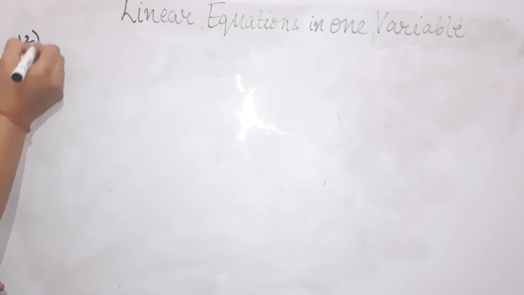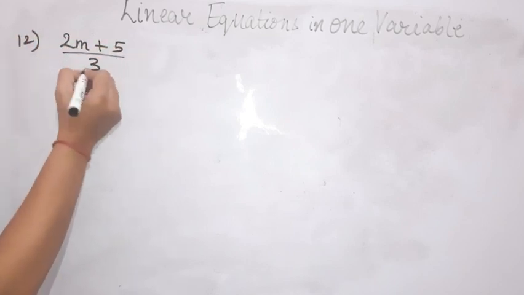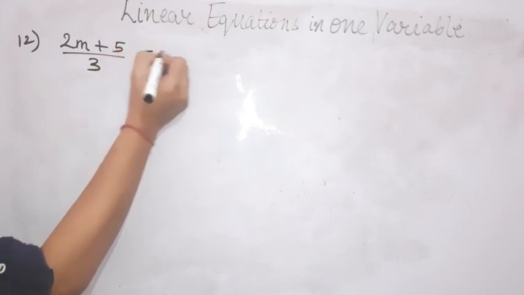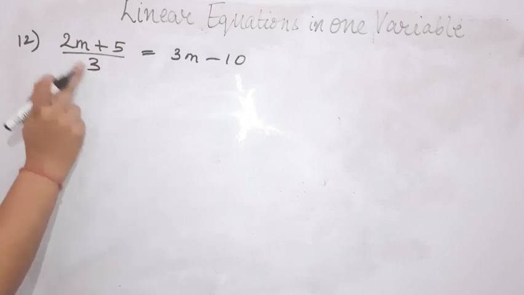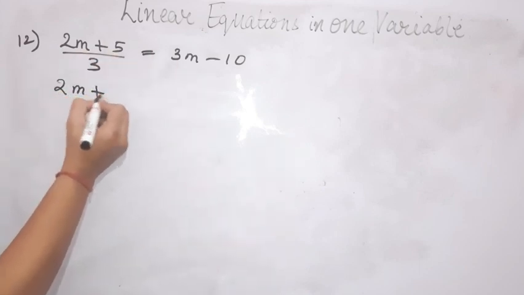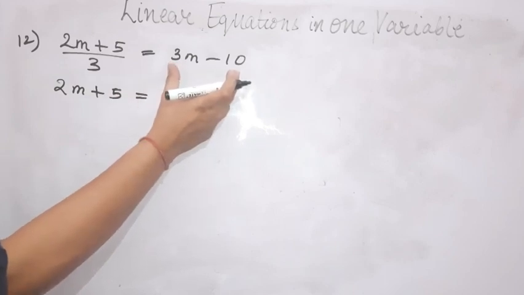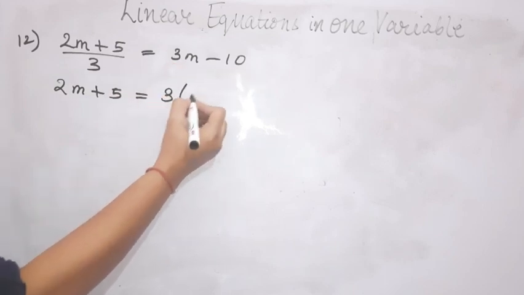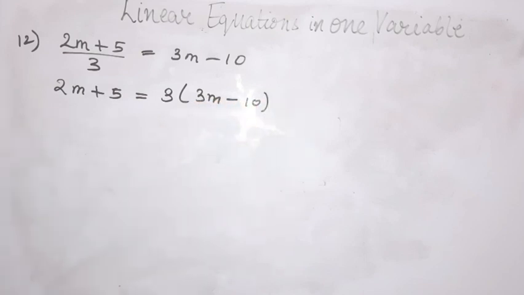So question number 12 is 2m plus 5 upon 3 is equal to 3m minus 10. So how will we solve this question? This 3 is in division with this number. Now once it goes to the right hand side, it will be multiplication. So this 3 will be multiplied by 3m minus 10. It has to be multiplied by both the terms, so I have to place it within brackets.